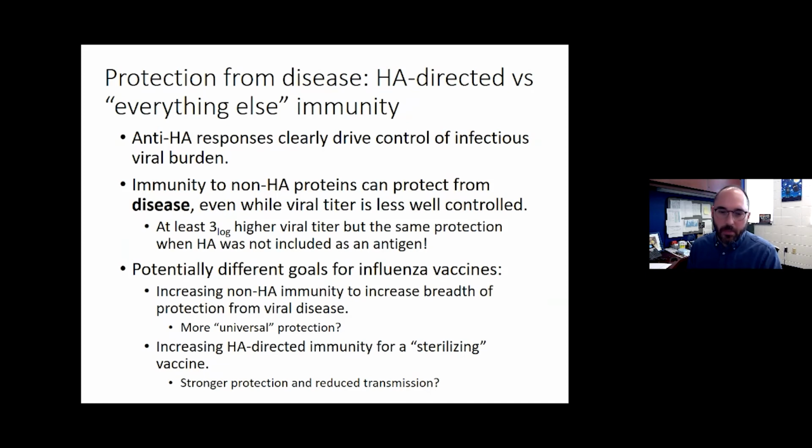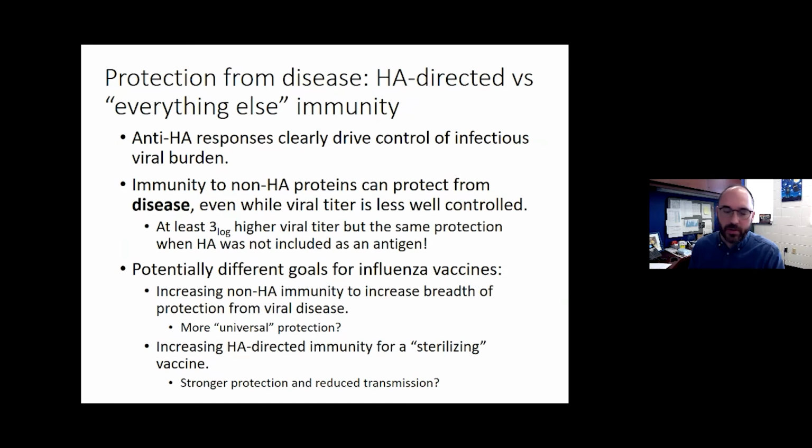So this data is leading us to think about potentially different goals for vaccines. And again, back to this idea of building viruses. Maybe if we build viruses that are designed to relatively increase non-HA immunity, right? De-emphasize the HA immune responses, would this increase the breadth of protection from viral disease? Again, we would expect such vaccines may not have strong neutralizing ability, but this increased breadth may allow a more universal protection.